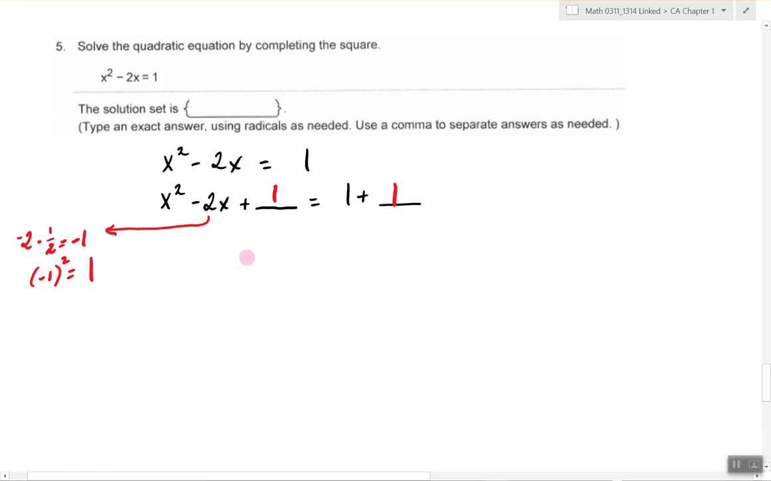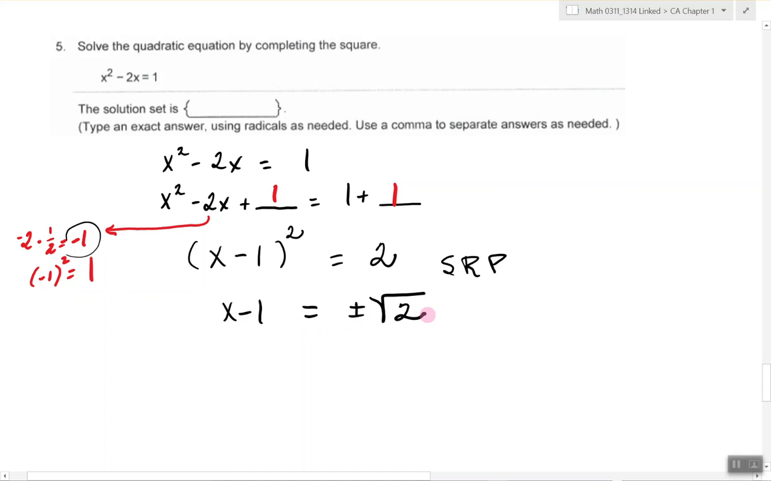The left side is a perfect square trinomial. It is x, and remember, you can just grab that number, minus 1, quantity squared, is equal to, in this case, I get a sum of 2. Square root property. X minus 1 is equal to plus or minus the square root of 2. Add 1 to both sides, and I'm sorry I didn't say anything, but you cannot simplify that radical.